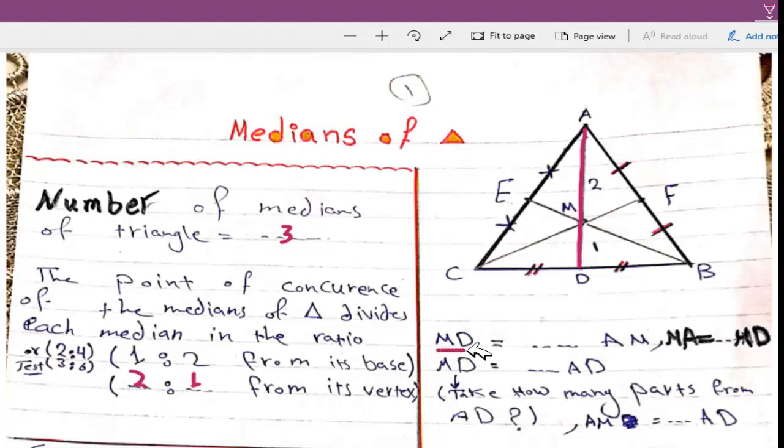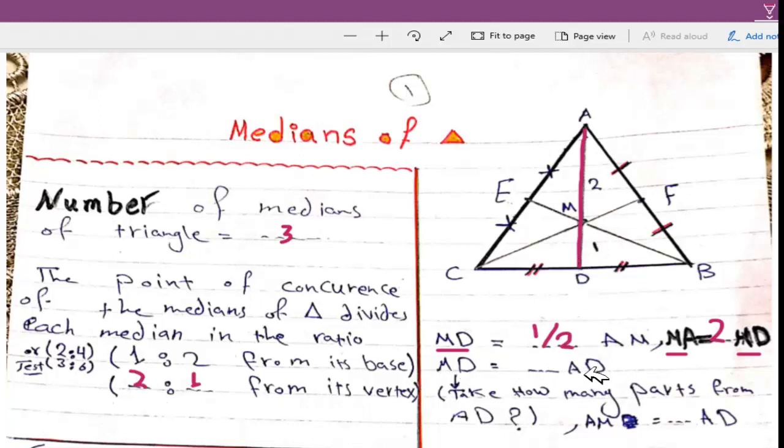Okay, here you have MD. MD equals how many of AM? MD, how many of MA? Half. It is half MA. Okay, and MA equals how many of MD? 2 to 1. It is twice, so 2 MD. Okay, if this line segment is 5 centimeters, MA is going to be 10.